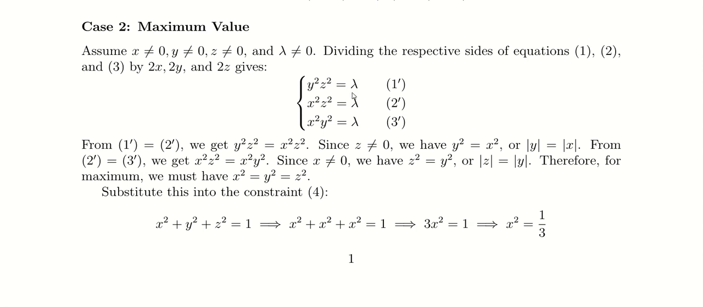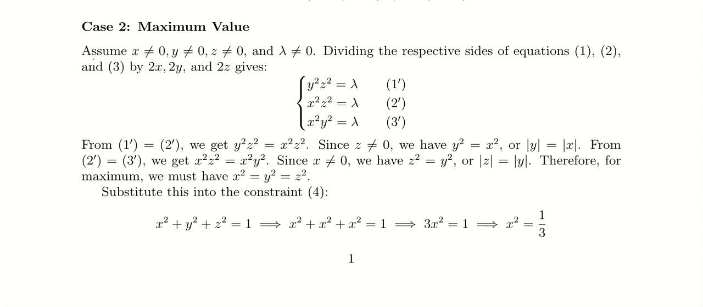y²z² equals lambda. x²z² equals lambda. x²y² equals lambda. So from the first two equations, these are all equal to lambda, so you can just set them equal to each other. If you set 1 and 2 equal to each other, we get y²z² equals x²z².